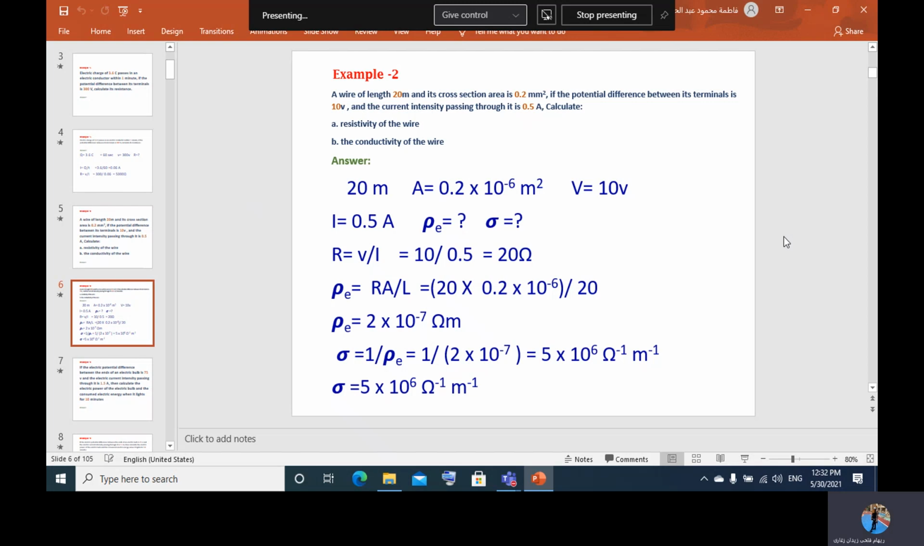I need to apply now the resistivity law. Resistivity equals R A over L. What is R? The electric resistance. What is A? Cross-section area. And what is L? The length of the wire.